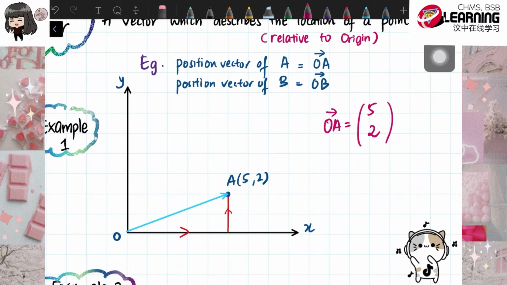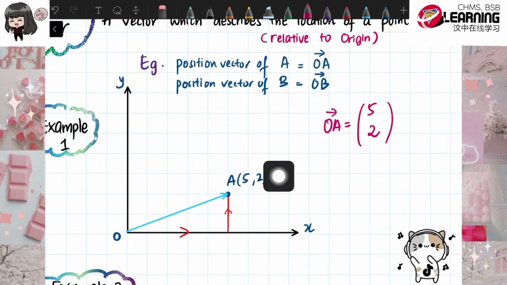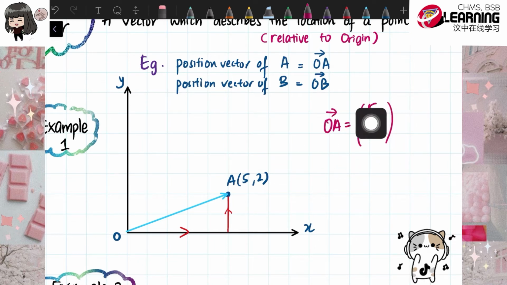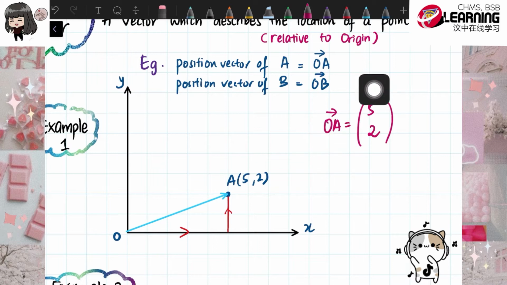It's the same as coordinate, isn't it? Coordinate, you just write a bracket and then 5, 2. Position vector, you write x on the top, y at the bottom. Okay, this is O, A. Okay, O to A. Position vector of A is 5, 2 like this.